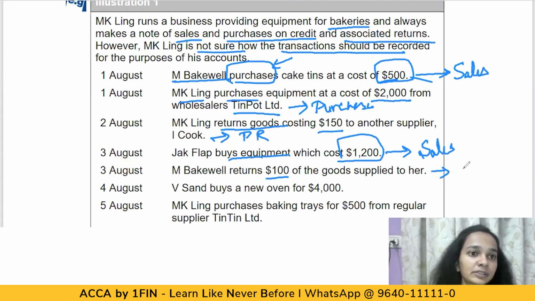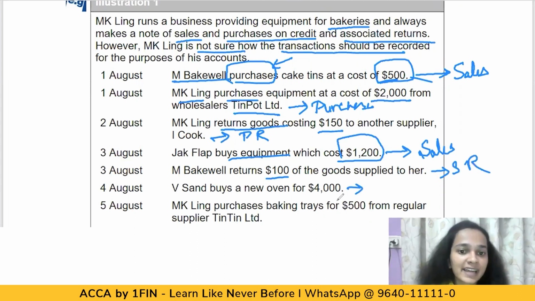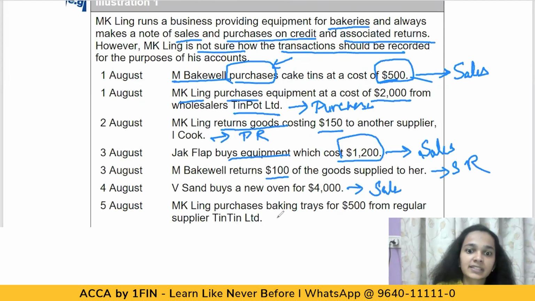Where will this go? Sales return book. B Sands buys a new oven for $4,000. This is again a sale which is made. This will go to sales.